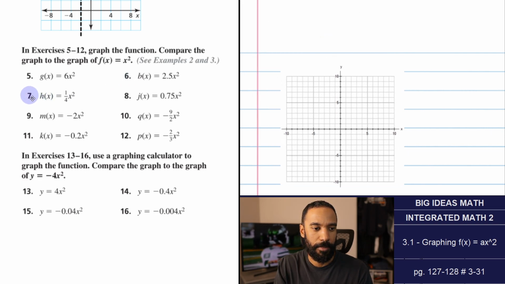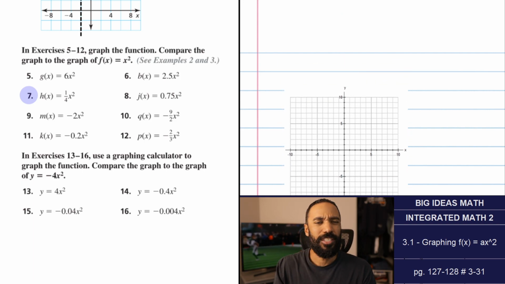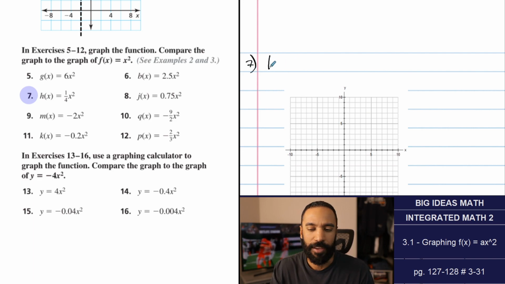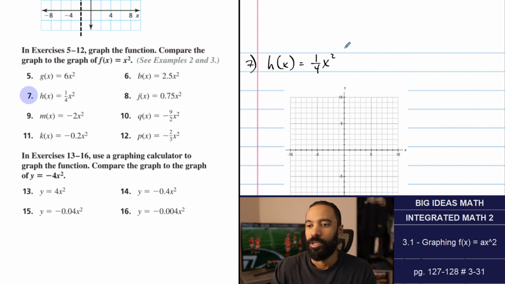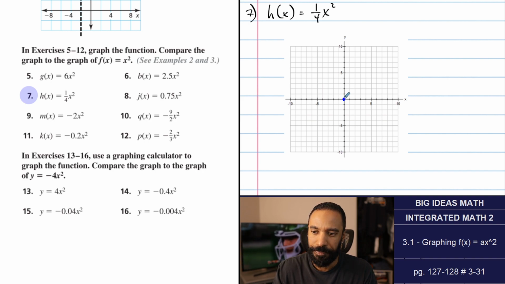Let's move this over first. Number 7, h of x equals 1/4 x squared. Now I'm fine with fractions and such because we get to mention it. And 2.5 was 5 halves. I just kept it as 2.5. So h of x equals 1/4 x squared. So this one, still vertex at the origin, of course. That's not going to change.